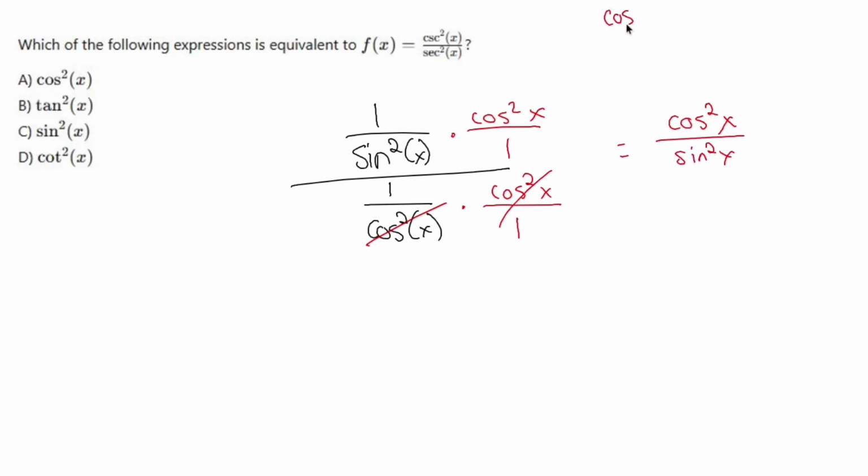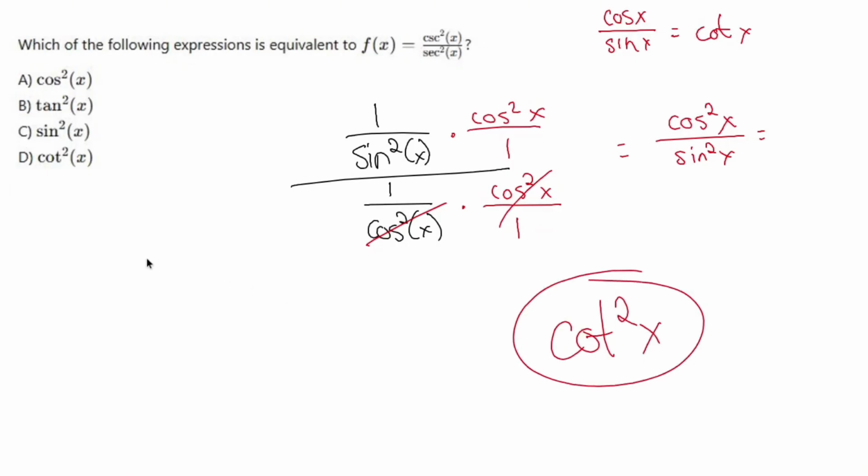Now, regular cosine over regular sine is cotangent, which means cos squared x over sine squared x is cotangent squared x. And that's going to be D.